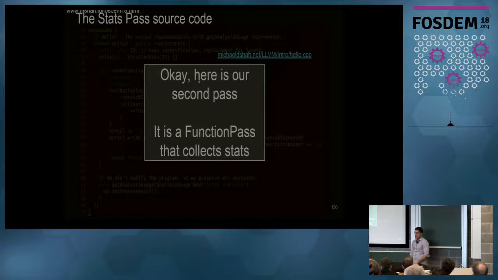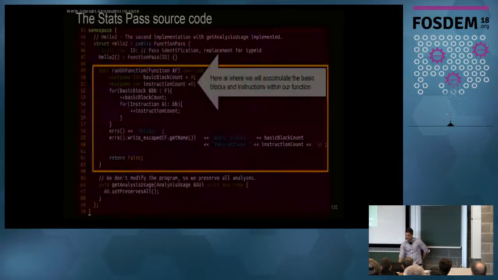So here's our second pass. Again, function pass is probably the right tool for this. And this is it. This is the code that does it. So again, within the run on function body, that's where our work's being done.